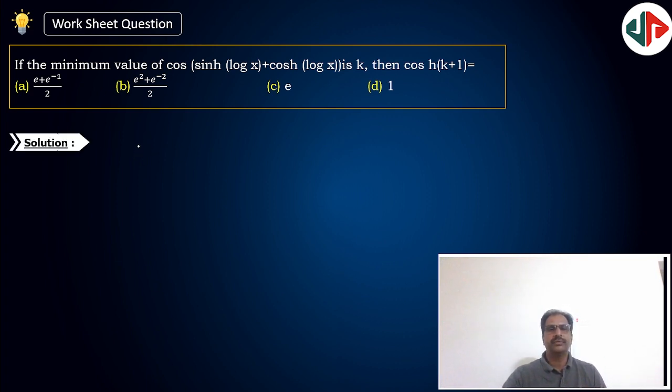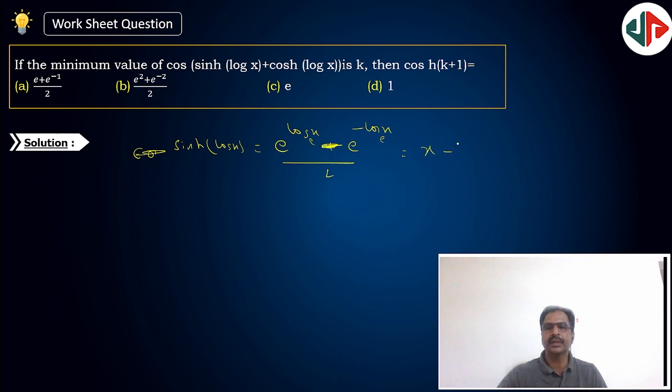If the minimum value of cos of sinh of log x... First let us find sinh of log x and cosh of log x. Sinh of log x is e power log x minus e power minus log x by 2, base e. E power log x is x, e power minus log x is 1 by x. So this is x square minus 1 by 2x. Similarly, cosh of log x will be x square plus 1 by 2x.